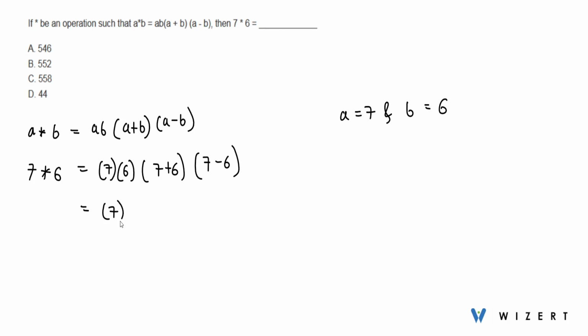So 7 multiplied by 6 multiplied by (7 plus 6 is 13) and (7 minus 6 is 1). So ultimately we will have 7 multiplied by 6 multiplied by 13, which is equal to 546. Therefore 7 star 6 will be equal to 546.